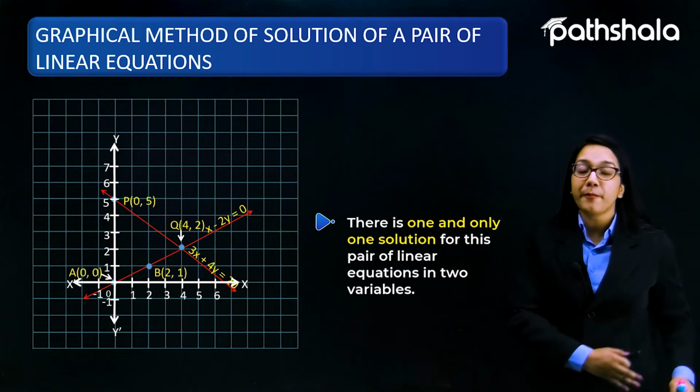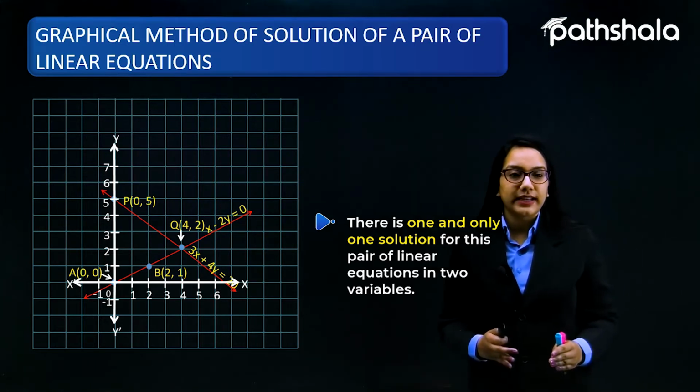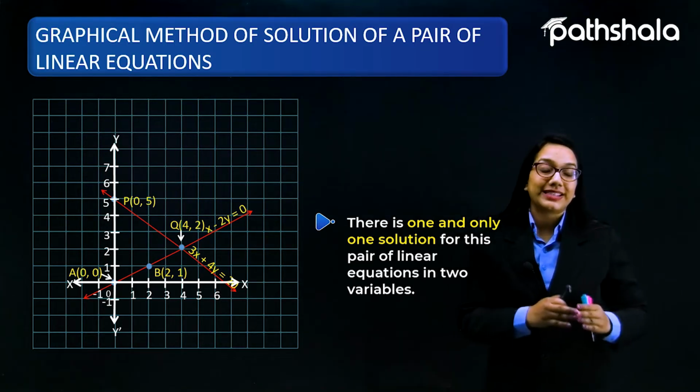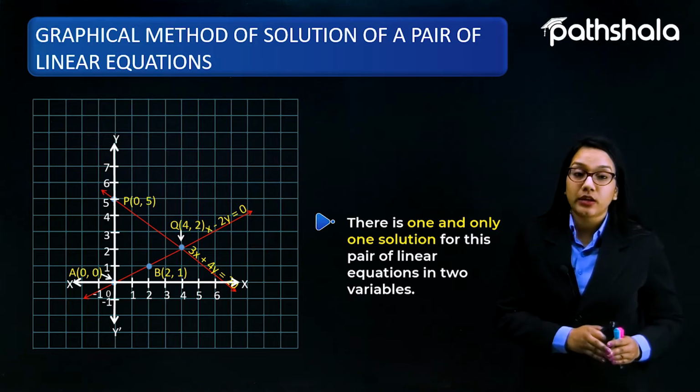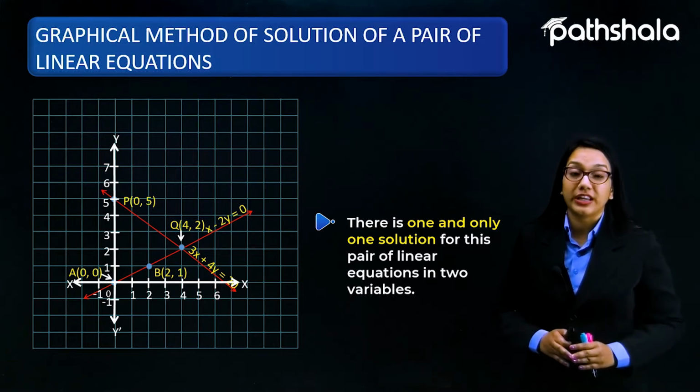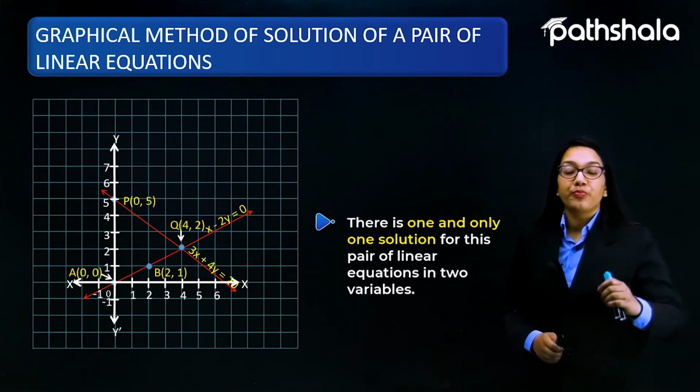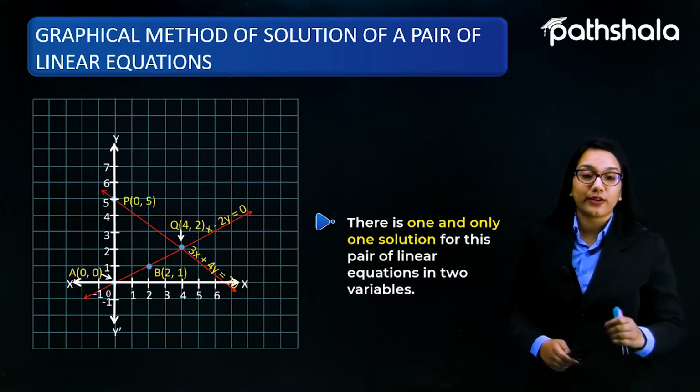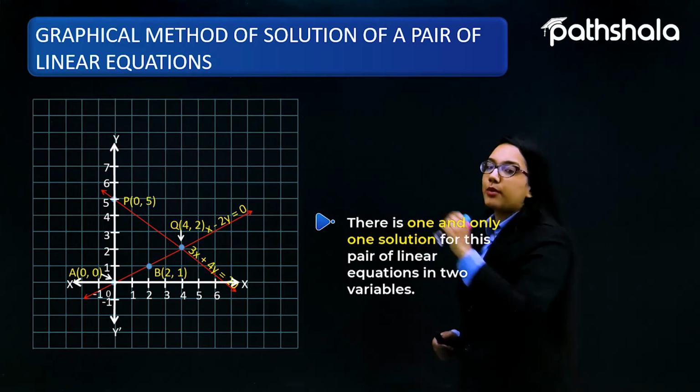So always remember, whenever the two lines are intersecting each other, there is only one solution for the pair of linear equations. This is the nature of the solution that we conclude from this type of graph.